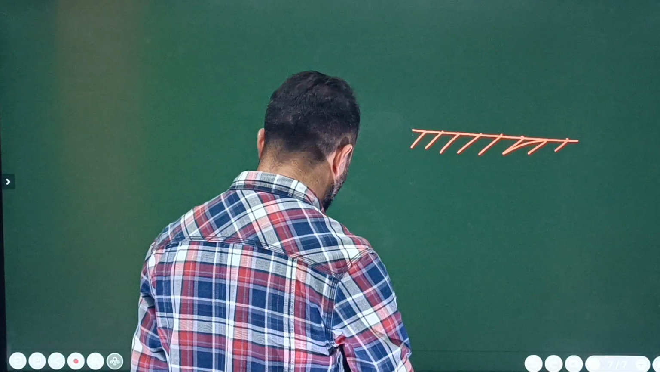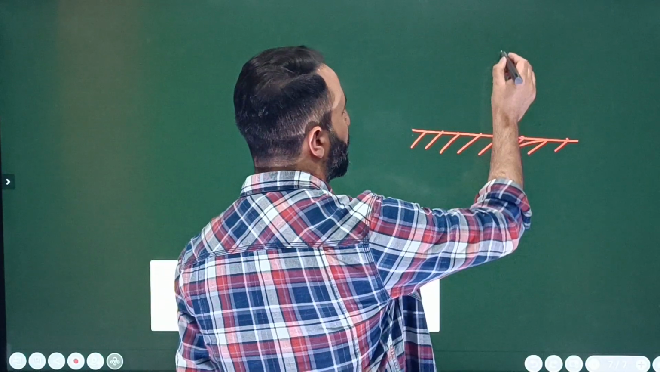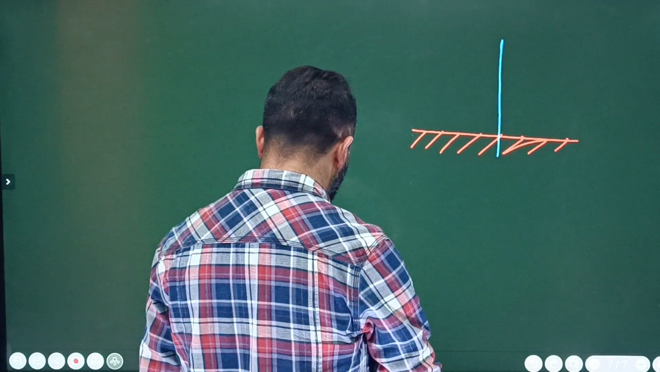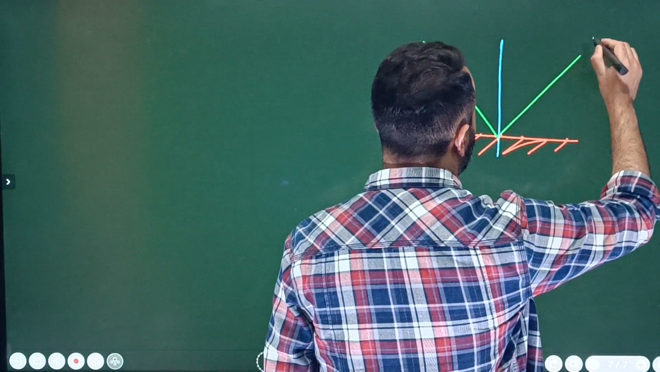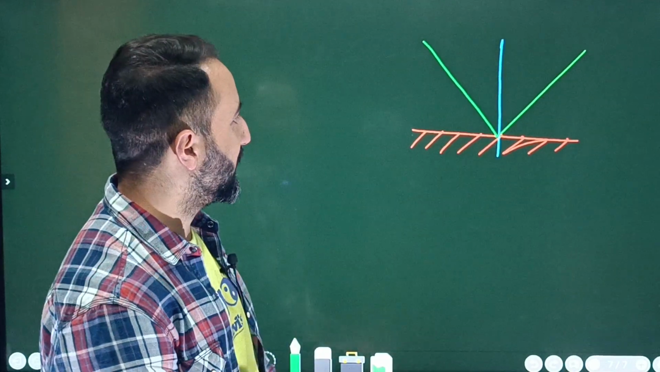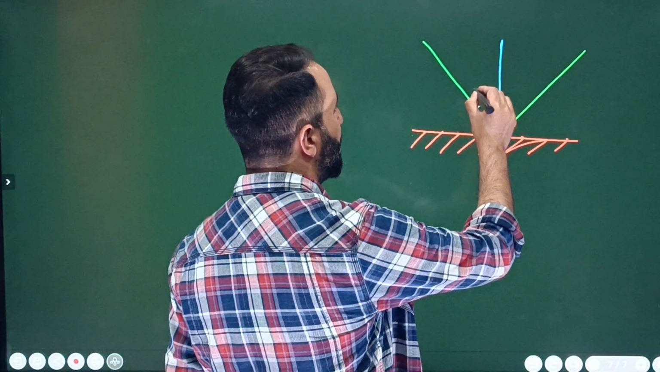Okay, now let's draw a normal to the mirror. So this is the normal to the mirror. And let's draw the incident ray and the reflected ray. So this is the incident ray and this is the reflected ray. Great, perfect. Now for example, let's suppose that this angle is equal to 30 degree.